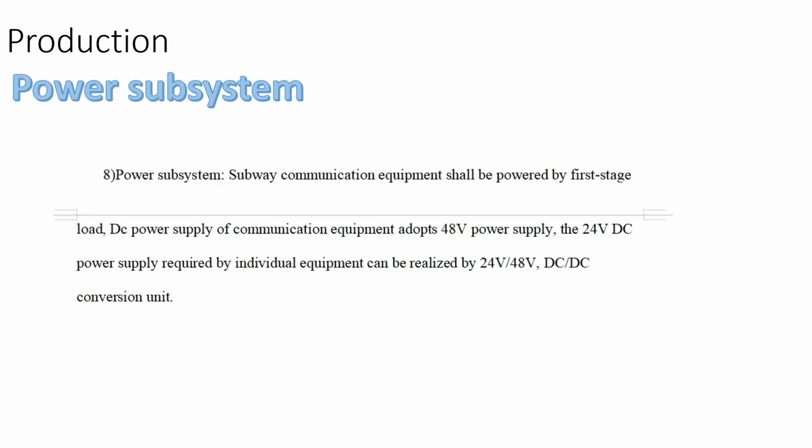And the last one is the power system. Subway communication equipment shall be powered by first stage load, and the DC power supply of communication equipment adopts 48 V power supply.